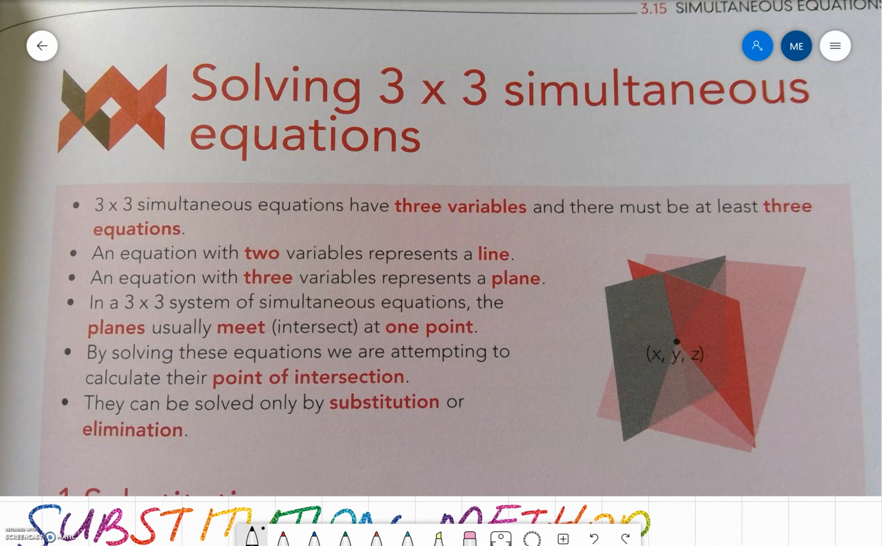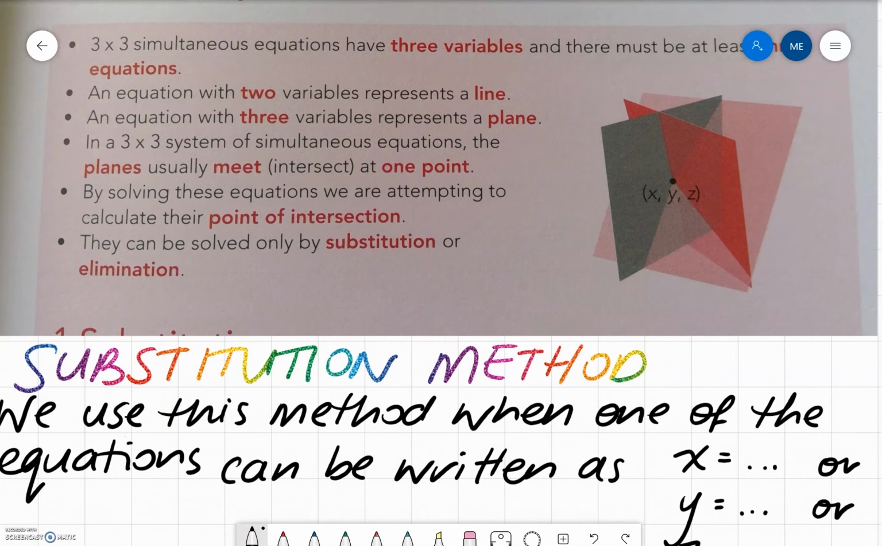Kia ora everyone, today I'm going to show you how to solve 3x3 simultaneous equations using the substitution method. Now, 3 variables and 3 equations makes a plane, and these usually meet at one point, which you can see in the diagram. So we're trying to find the values for x, y and z.